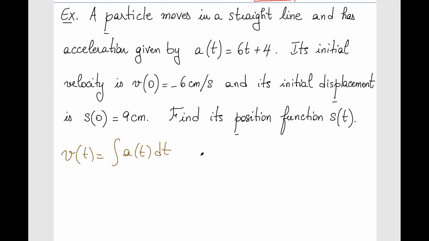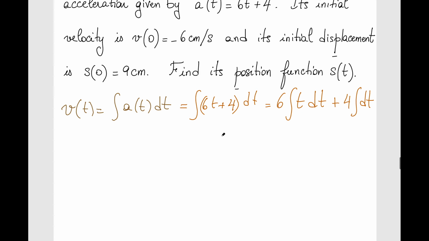Okay, and this is equal to the primitive of a of t. What's a of t? 6t plus 4 dt. This whole thing is the integrand. All right, this is not bad. This is equal to, by using the linearity of integration, 6 times the primitive of t dt plus 4 times the primitive of dt. Okay, I'm using property 2 above.